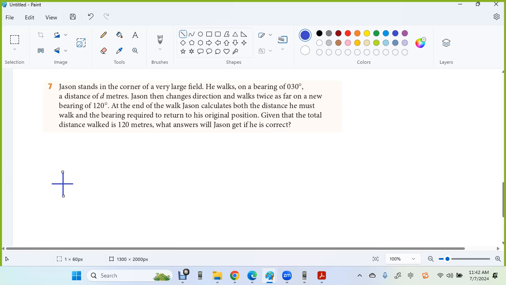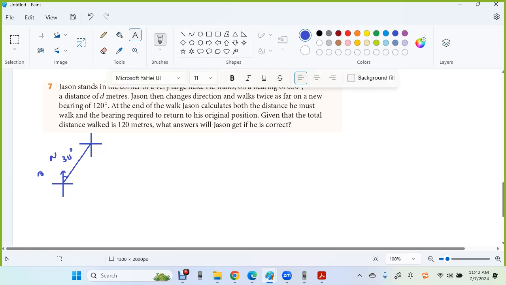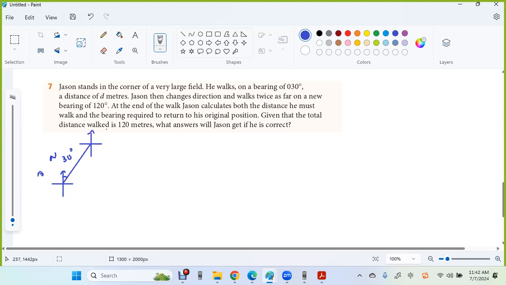So we start at A. Bearing of 030 is like this. So this is the north and this is 30 degrees. And then we will have the bearing of 120 from this one, we call it B. So 120.